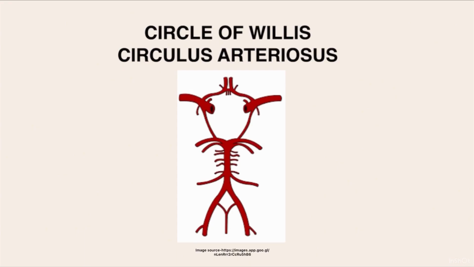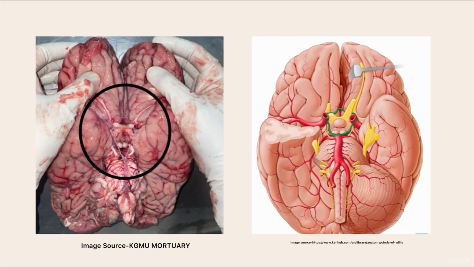Coming to the Circle of Willis. It is also called the circulus arteriosus. How is this formed? We have already seen the basilar artery and the internal carotid artery. So it is the branches from this basilar artery and the internal carotid artery that get interconnected to one another at the base of the brain to form a six-sided polygon of arteries. That is our Circle of Willis.